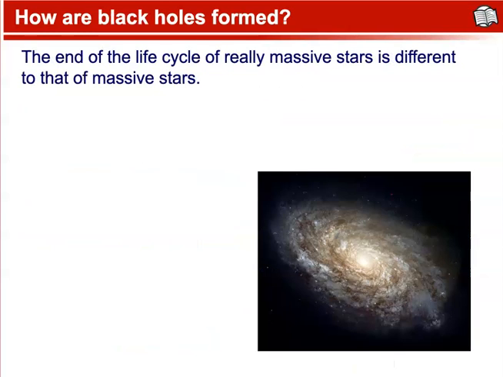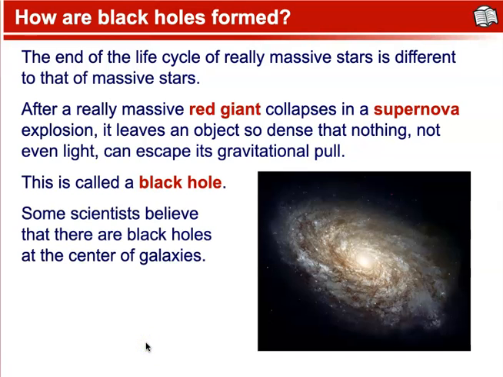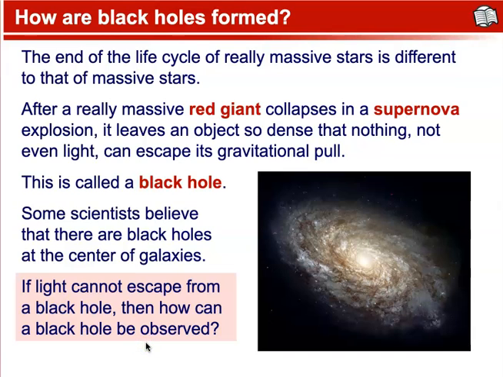How are black holes formed? The end of the life cycle of really massive stars is different to that of massive stars. After a really massive red giant collapses in a supernova explosion, it leaves an object so dense that nothing, not even light, can escape its gravitational pull. This is called a black hole. Some scientists believe that there are black holes at the center of galaxies.